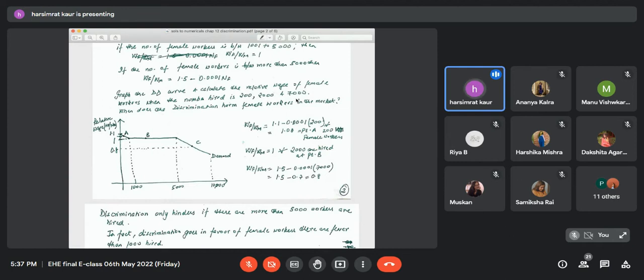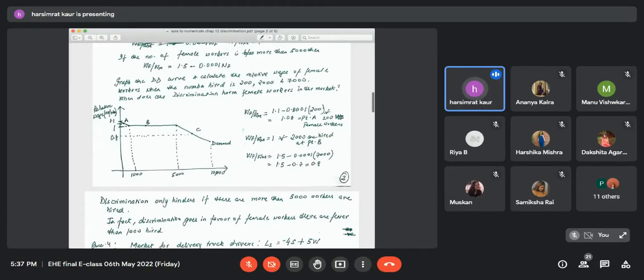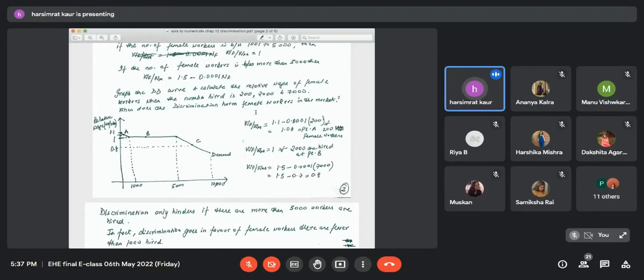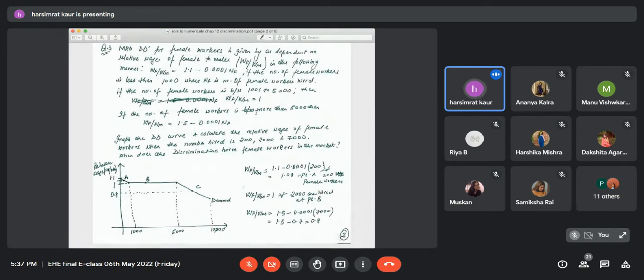Now, the final question they're asking is, when does discrimination harm the female workers in the market? We will observe at what part of the demand function the relative wages start to fall. Once the relative wages start to fall at a point, that is the point where discrimination is harming. So, guys, what will we do? It's a very simple, very easy question. They have asked you to graph at these points.